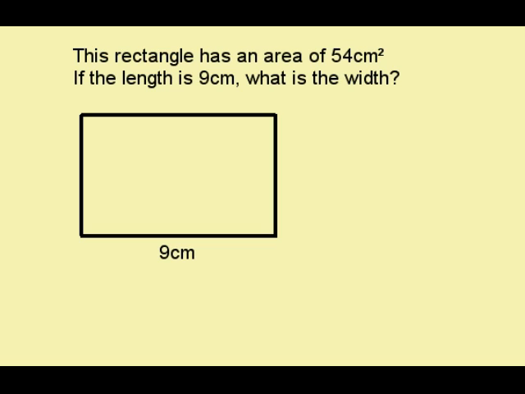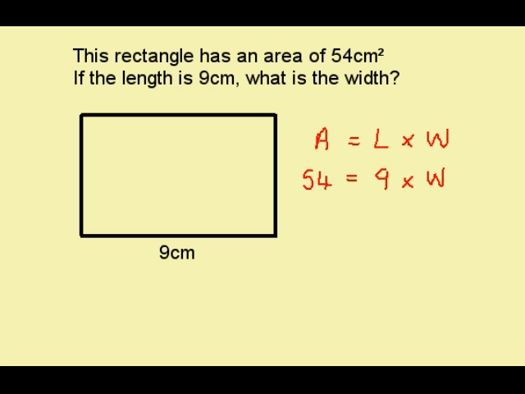This would be a more difficult exam question. We're told the area and the length and we need to find the width of the rectangle. We're still going to use the formula. Area equals length times width. Now I know that the area is 54 and I know that the length is 9. I'm trying to find the width, so I leave it as W.